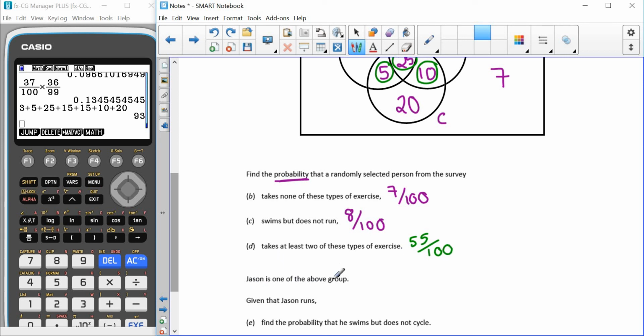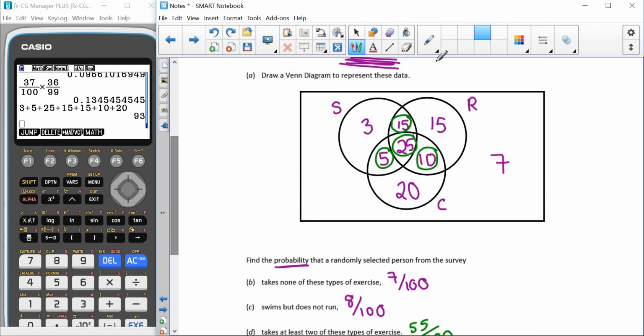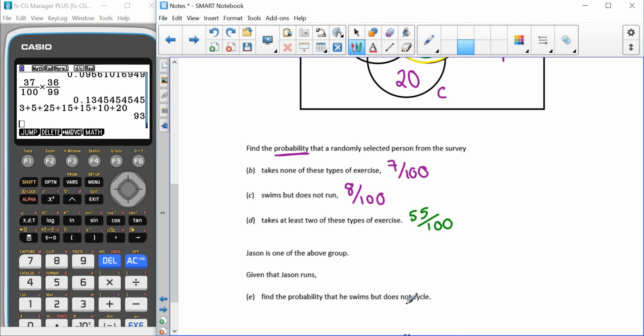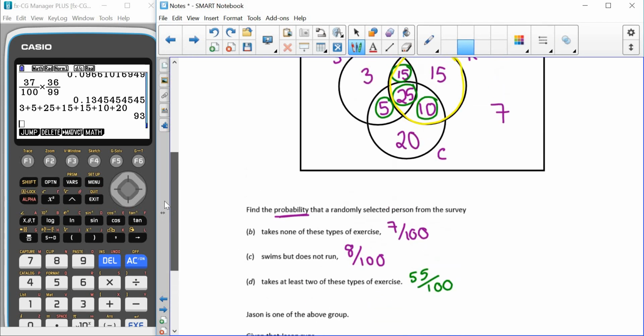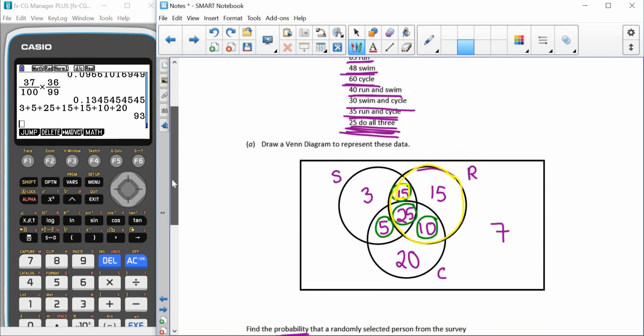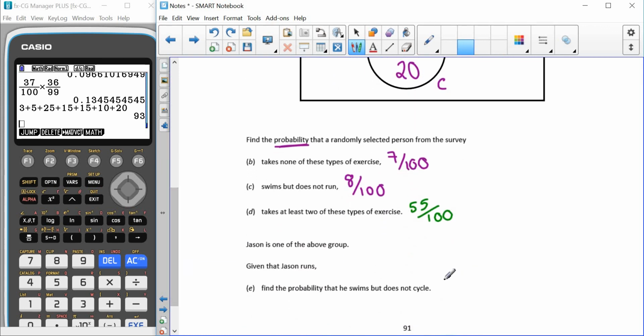Next, we've got Jason is in one of the above groups, given that Jason runs. So we already know that Jason is in this circle here that represents running. Find the probability that he swims but does not cycle. So we have to look at those people here that swim, but we don't want to include those that also cycle. So we're only looking at those 15 people out of the 65 people that run. So that's 15 out of 65.